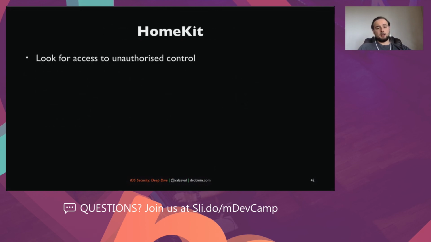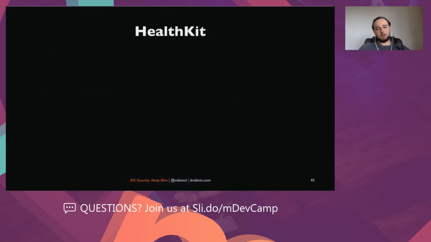HomeKit, you should look out for access to unauthorized controls. So if an attacker can access your app and trigger the HomeKit control without the user noticing that, this is fairly bad. And there are some hardware issues which might be present in the HomeKit compatible devices, especially if they have their own apps. So if your app supports them, you might want to look into these apps' code as well. You might want to pen test them as well.